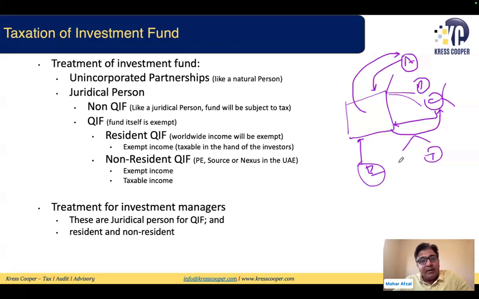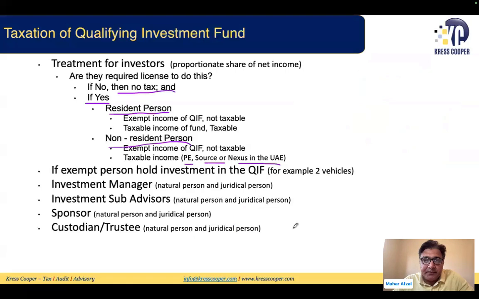Then they can be classified as a resident. Taxability will be straightforward, similar. This investment manager might be resident or non-resident. If resident, worldwide income will be subject to tax. If non-resident, then whatever income they will be getting will be subject to tax based upon the PE, source and nexus in the UAE. And what type of income they will be getting has been given in the guide. Might be they are getting consultancy fee, management fee, performance fee, different types of income. It all depends upon the agreement with the investor, what type of income they are getting.